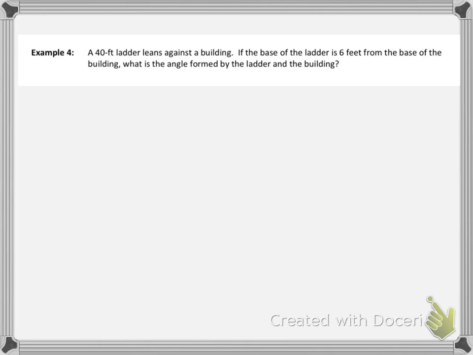So let's read this together. A 40-foot ladder leans against a building. If the base of the ladder is 6 feet from the base of the building, what is the angle formed by the ladder and the building? Okay, so let's draw a little house here. And this house has a wall. So establish that as the wall. Right here, this is our building. And against this building, you have a ladder that's leaning against it.